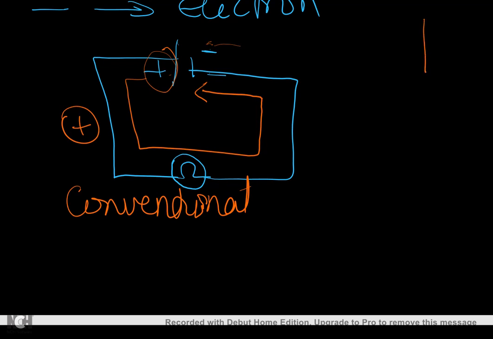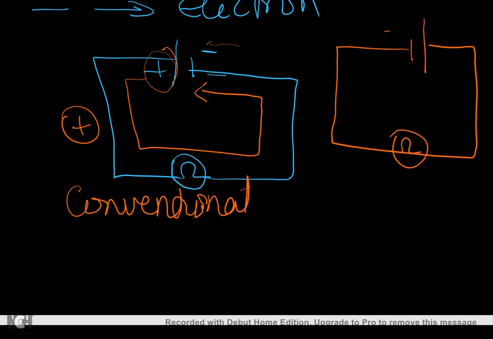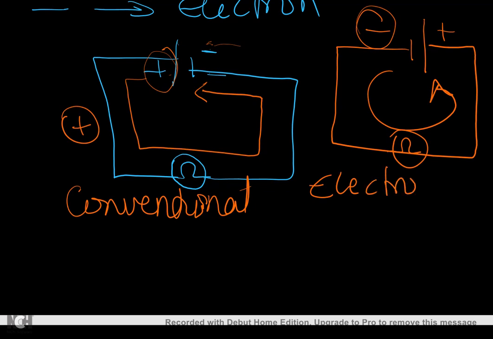Now I could look, on the other hand, at what happens if I change the polarity of my battery, and I consider now the movement of negative charges. The negative charges will be repelled by the negative terminal and attracted to the positive. So this flow is what I call electron flow.